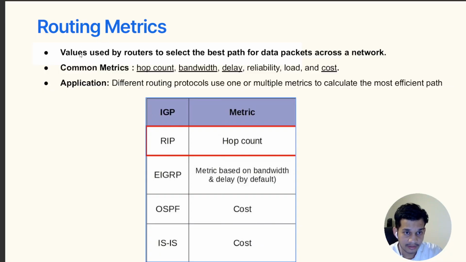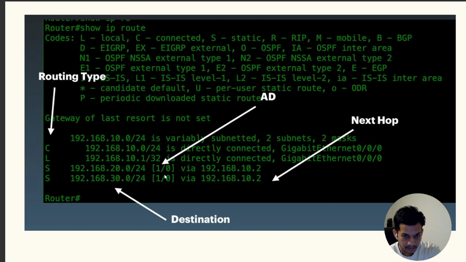So what are routing metrics? They are values used by routers to select the best path for the data packet across a network. Common metrics are hop count, bandwidth, delay, reliability, and cost. Most of the time you'll hear about hop count, bandwidth, delay, and cost in the networking industry. Different routing protocols use different metrics to calculate the efficient path. RIP uses hop count, EIGRP uses bandwidth and delay, OSPF uses cost, and IS-IS also uses cost. Over here you can see 1/0, where 0 is the routing metric. I'll tell you why 0.